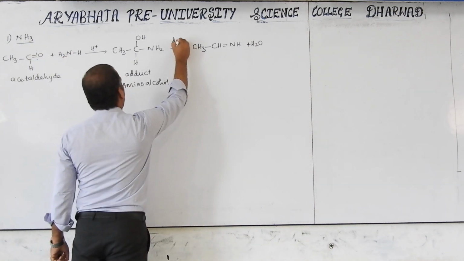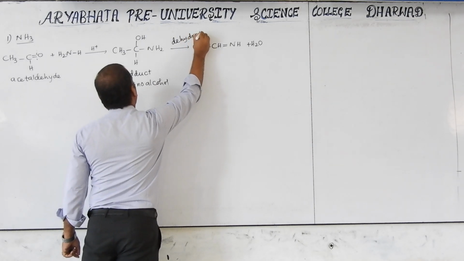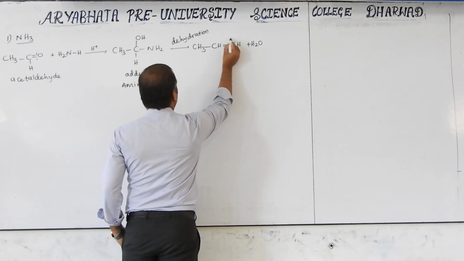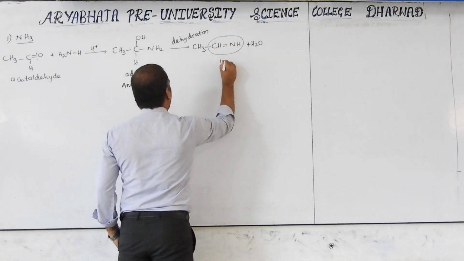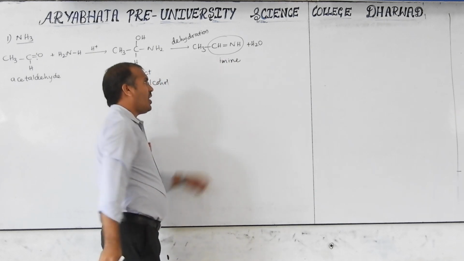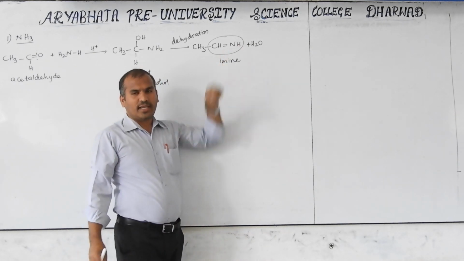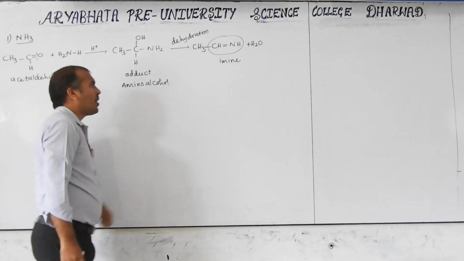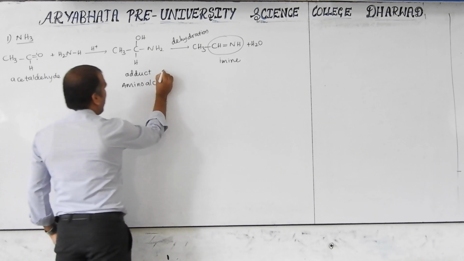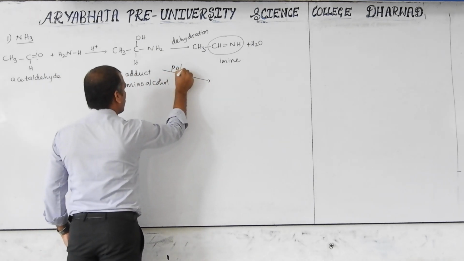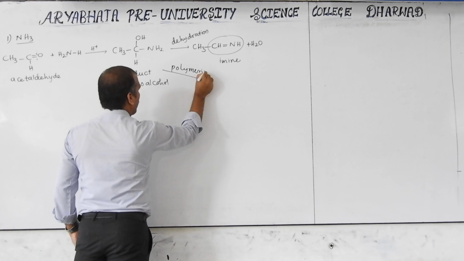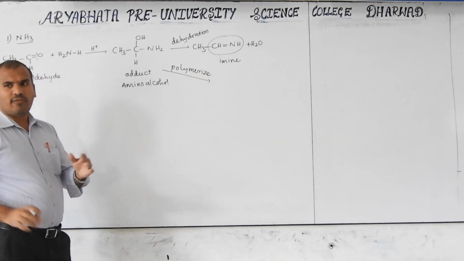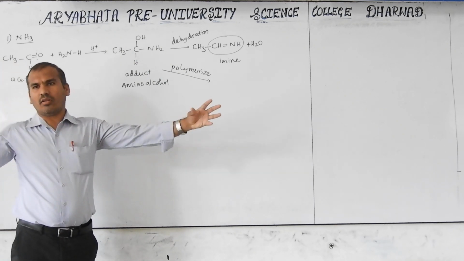This is called dehydration, water molecule loss, and this type of group is there. Then what do you call this? This is imine. Nitrogen with double bond, NH is there, or any other alkyl group is there. That is called imine. Otherwise, it may be polymerized. Polymerized means what? A number of smaller units combine to form a larger unit.